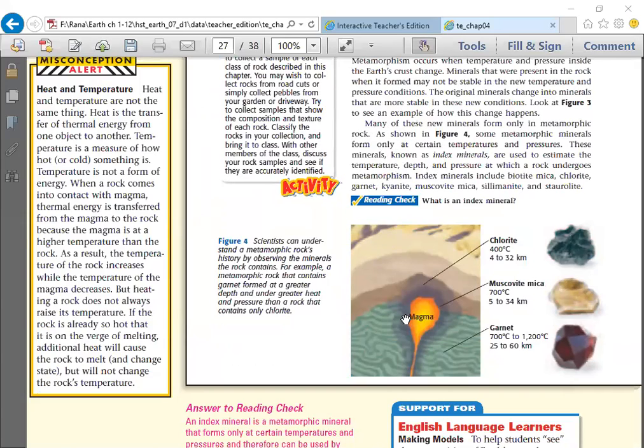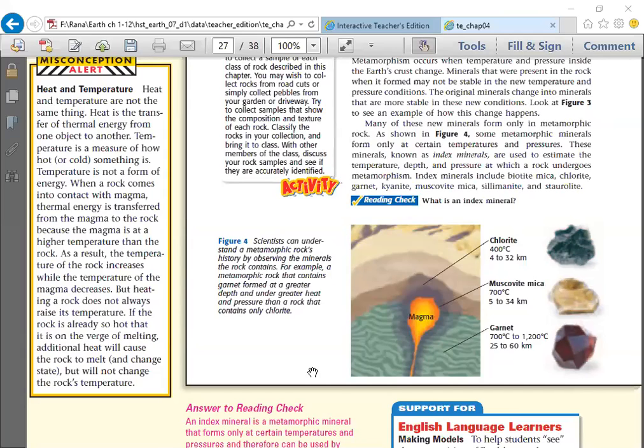Many of these new minerals form only in metamorphic rock. As shown in figure 4, some metamorphic minerals form only at certain temperatures and pressures. These minerals, known as index minerals, are used to estimate the temperature, depth, and pressure at which a rock undergoes metamorphism. Index minerals include biotite mica, chlorite, garnet, kyanite, muscovite mica, sillimanite, and staurolite.